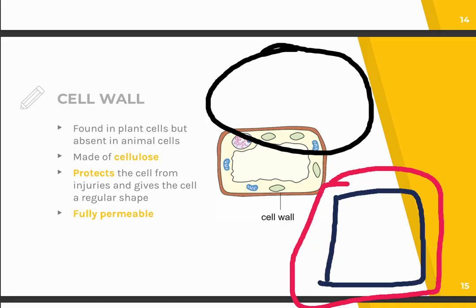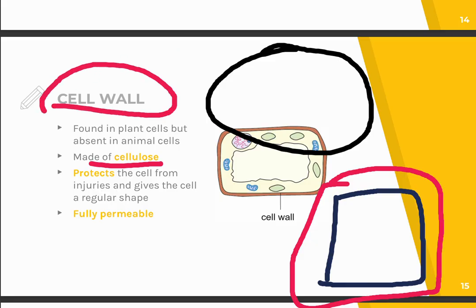The cell wall actually gives the plant cells support and a shape, right? It gives the capability of protecting itself from any injuries. This cell wall in the plant cell is made up of cellulose, and this protects the cells from injuries and gives the cell a regular shape. I specified to you before that the cell membrane is partially permeable, but the cell wall is fully permeable.